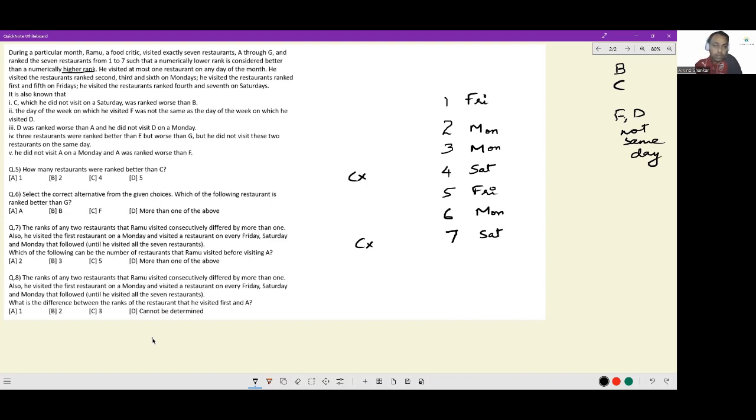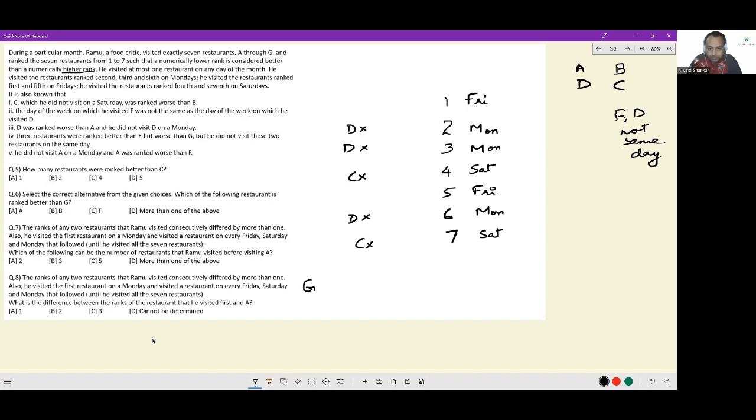Okay. D was ranked worse than A, and he did not visit D on a Monday. So no D, no D, and no D, and D was ranked worse than A. So we also have this information. A is ranked higher than D. Okay. 3 restaurants were ranked better than E, but worse than G.